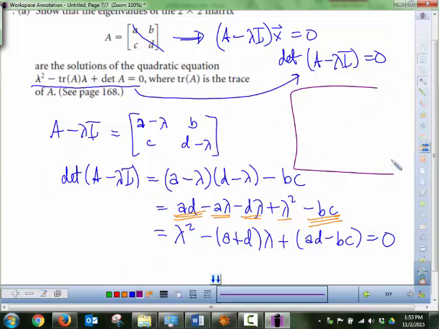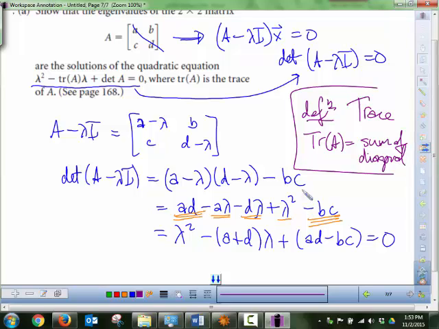So let's put on the side here, definition, trace. So TR of A is equal to sum of diagonals. If you just take a look at the diagonal of a matrix, you add them all up, that's what the trace is. And that's what we got here. So this is your TR of A. This is your determinant of A. And that's it.